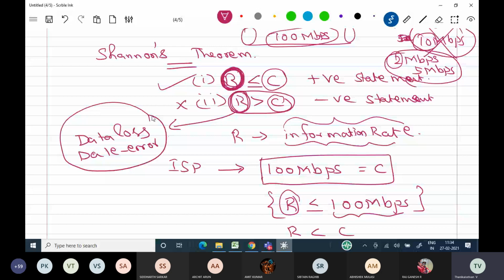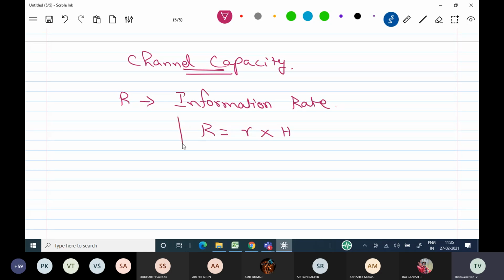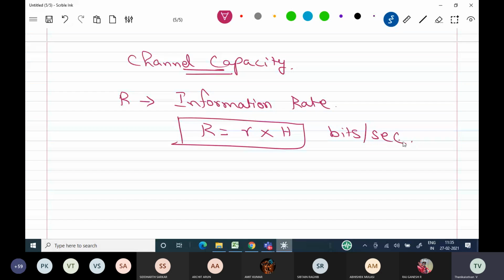Please note down: R greater than C. How to calculate this R? Next question. Capital R, how to calculate? That is called information rate. Information rate can be calculated as small r into capital H. Note down the formula: small r into capital H. That is related to our information theory only. Capital R, the unit is bits per second. You know that.